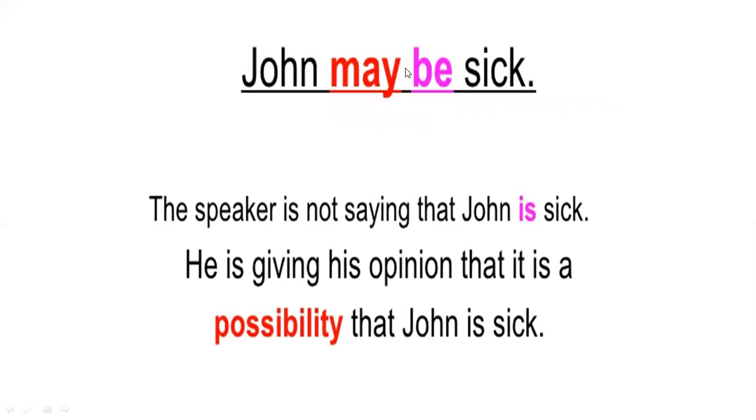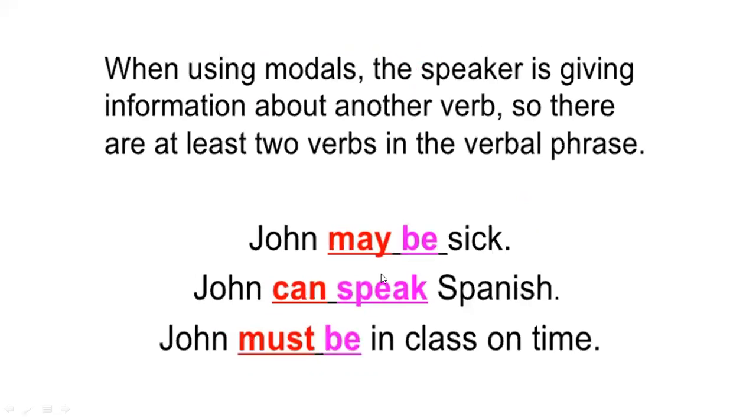Next one, John may be sick. The speaker is not saying that John is sick. He is giving his opinion that it is a possibility that John is sick. Here, may be is used as a possibility. That is, there is a possibility that John is sick.